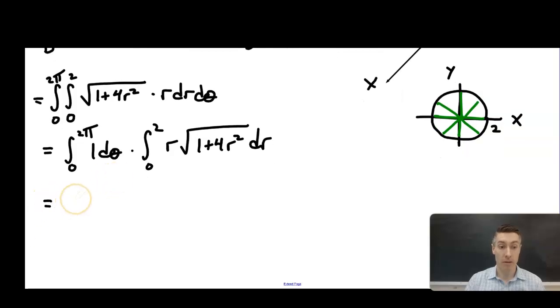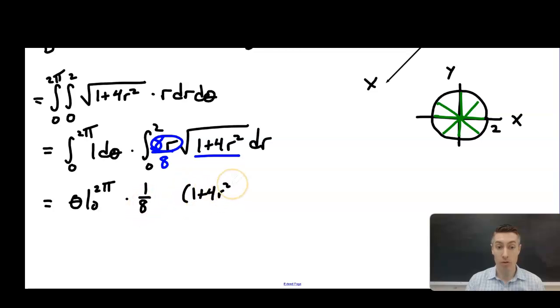So we have theta evaluated from 0 to 2 pi. Here, underline 1 plus 4r squared. That would be our u in a u substitution. The derivative would be 8r, so 8 over 8, circle up. So we have times 1/8, and then 1 plus 4r squared to the 3 halves, so times 2/3. We need to evaluate that from 0 to 2.